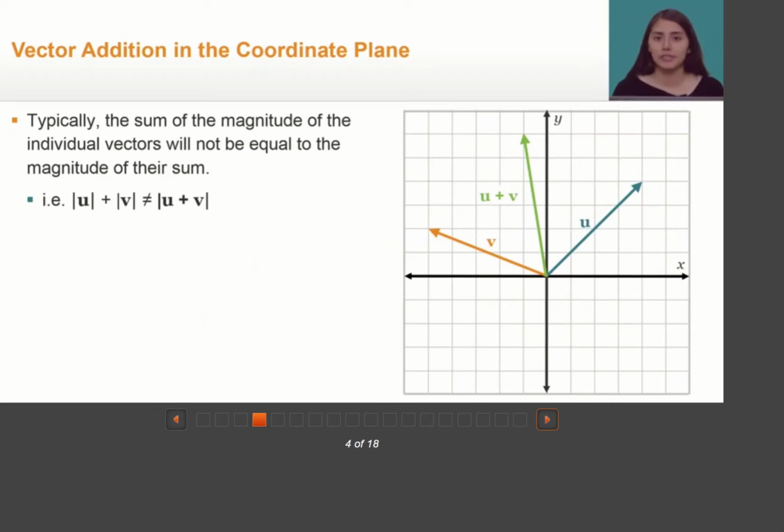You can see visually that the magnitude or length of individual vectors being added will not equal the magnitude of their sum. The only time they are the same is if the two vectors are in the same direction.